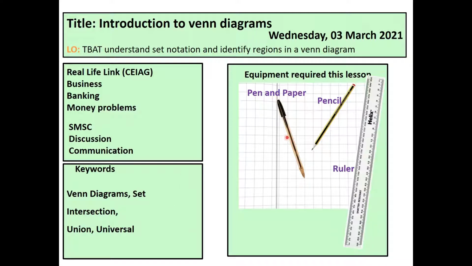The equipment you're going to need as usual is a pen or a pencil and a piece of paper to write on. You probably won't need a ruler today unless you want to be particularly neat with your drawing of the Venn diagrams, but it's there.